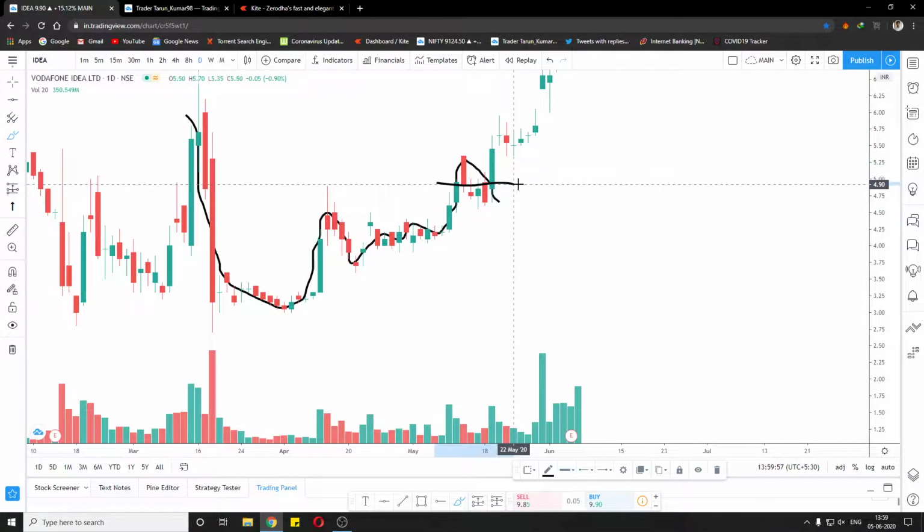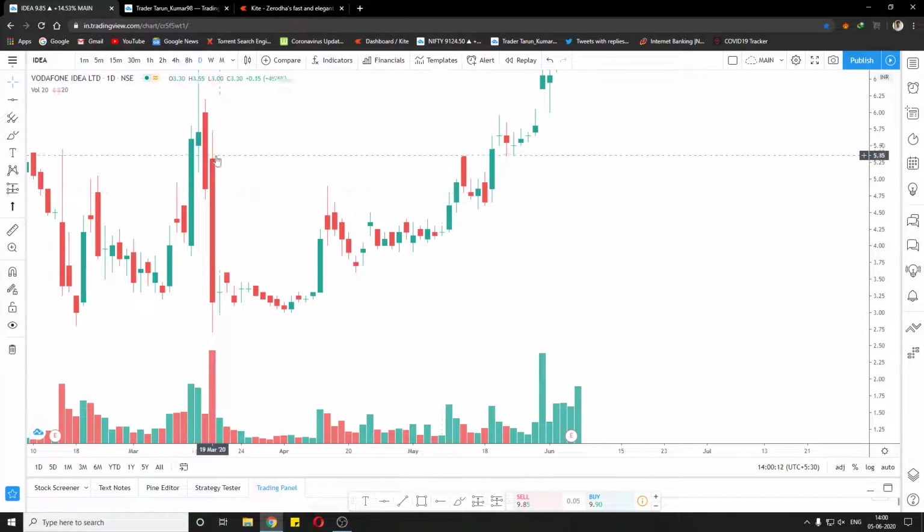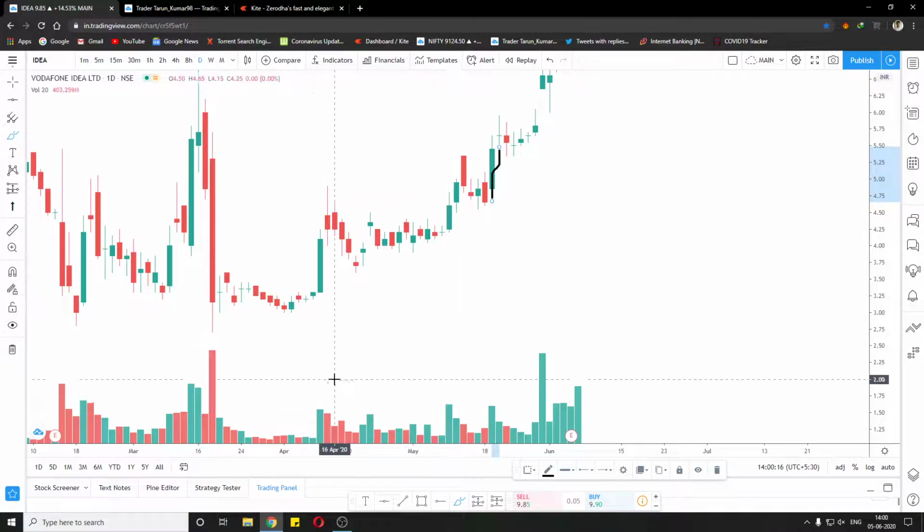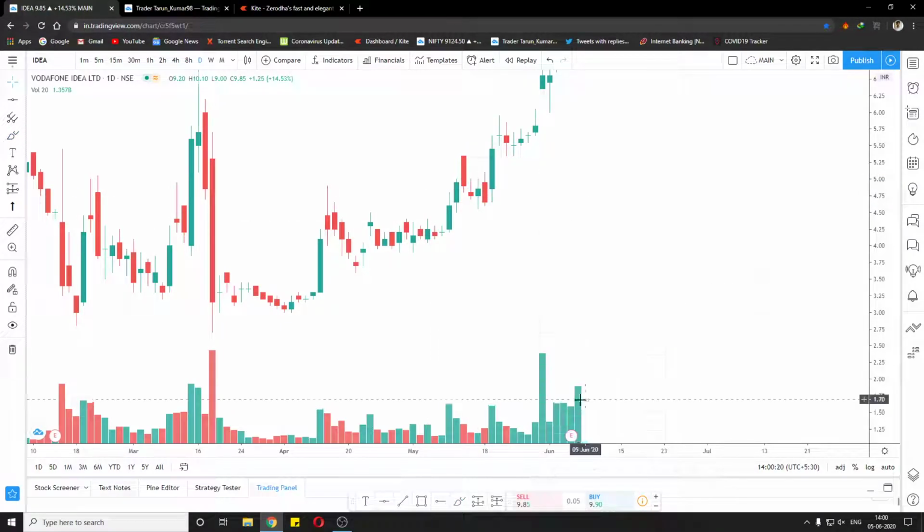So this was our resistance, because if we see on the smaller time frame, I'm not going in very deep. This is just to explain the concept of support and resistance. Then we had another breakout, and we had this breakout again from this level. Let me just show you for clarification.